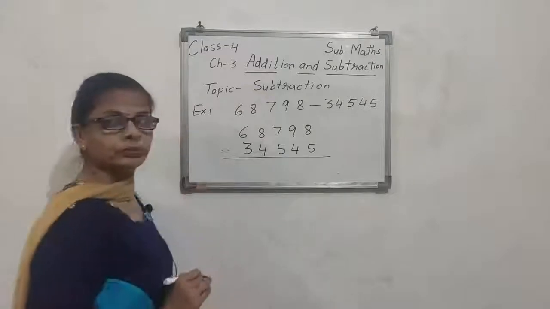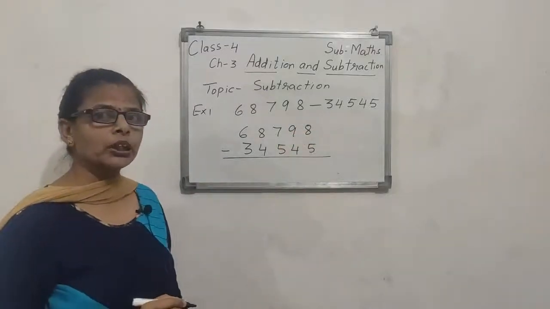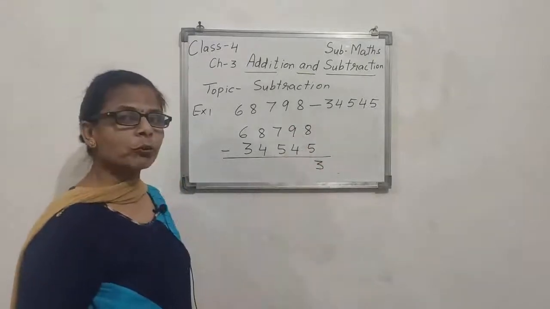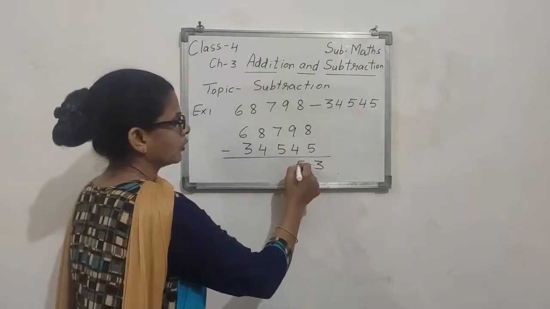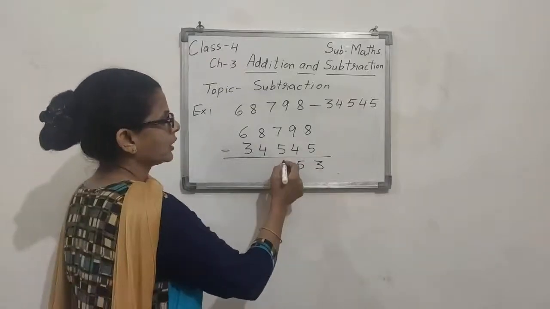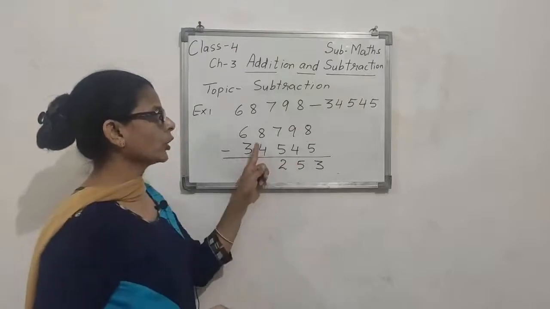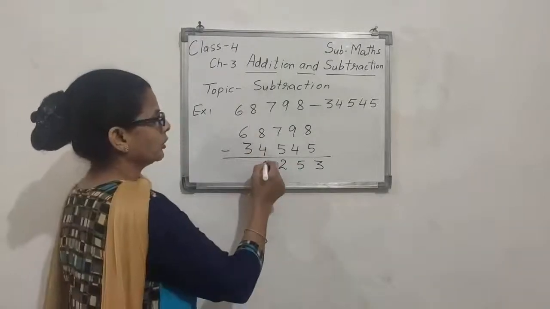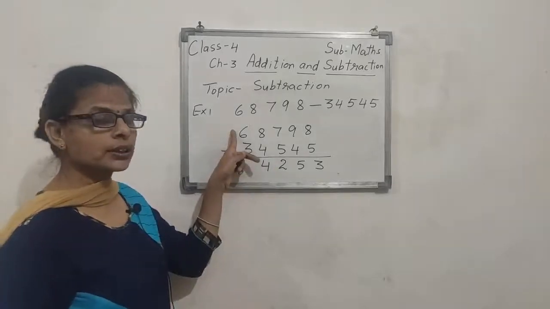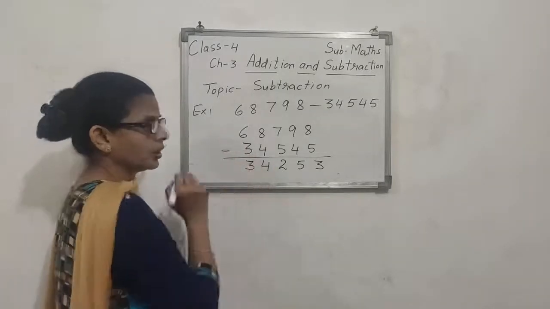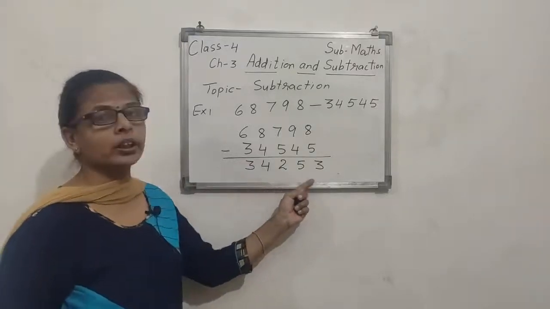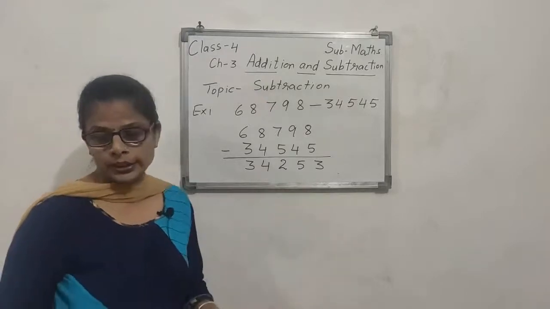Now subtract it. 5 can be subtracted from 8. So 8 minus 5 is 3. 4 can be subtracted from 9. It means 9 minus 4 is 5. 5 can be subtracted from 7. So 7 minus 5 is 2. 4 can be subtracted from 8. So 8 minus 4 is 4. 3 can be subtracted from 6. So 6 minus 3 is 3. So the difference of these numbers is 34,253. Another example.